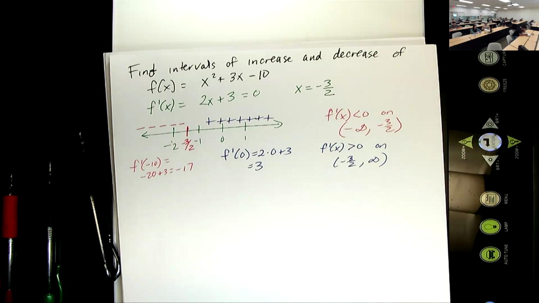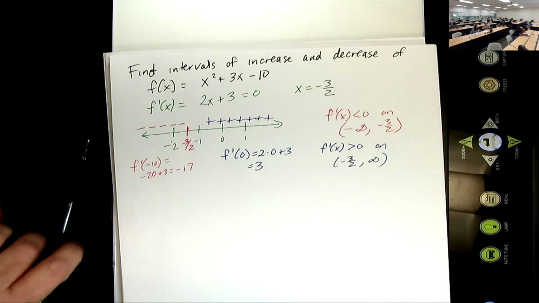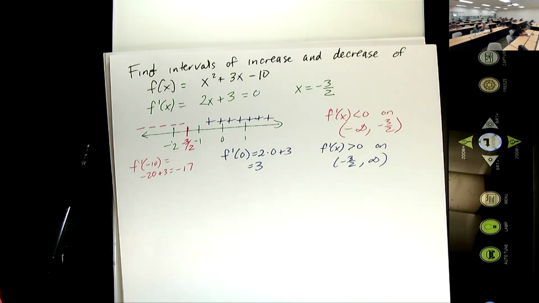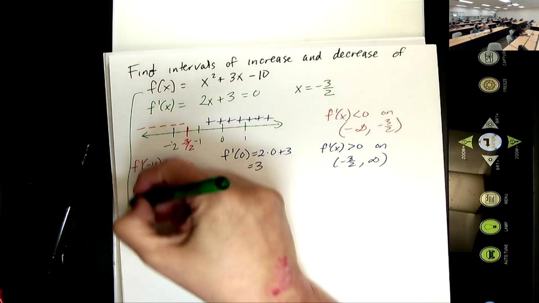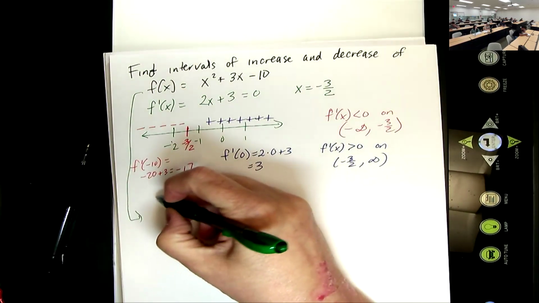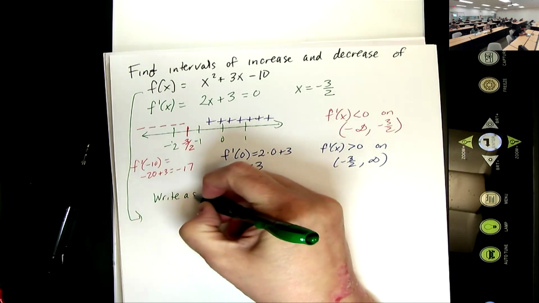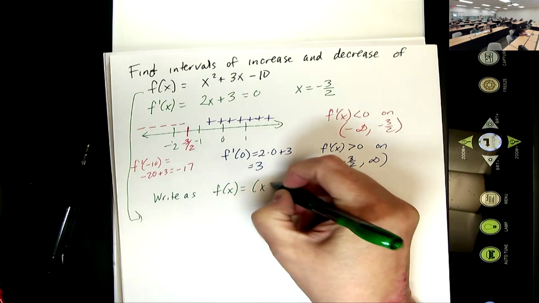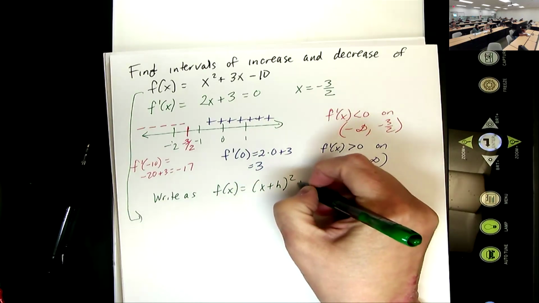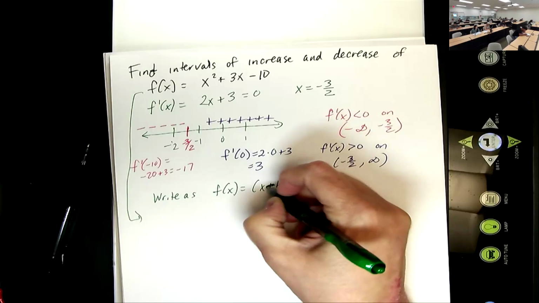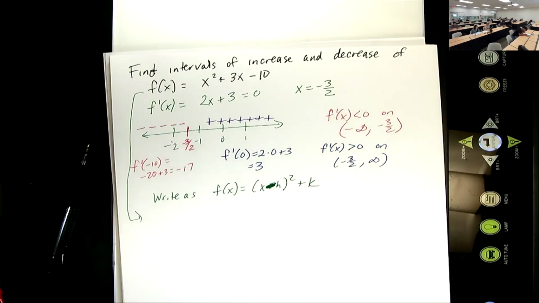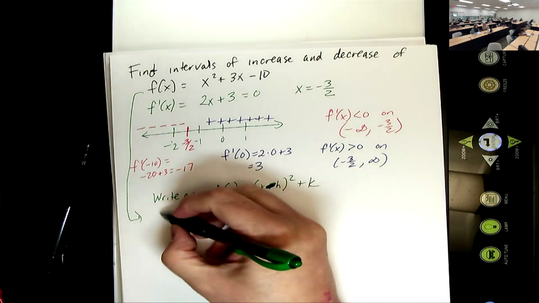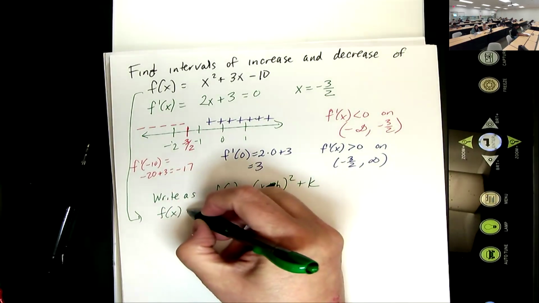Now, I'm gonna work with this a little bit and do some completing of the square here. I'm gonna try to write this in the form f of x equals x plus h squared plus k. No, x minus h squared, that's how we say it. x minus h squared plus k. And that's gonna take completing the square. This is probably something you haven't done in a while.